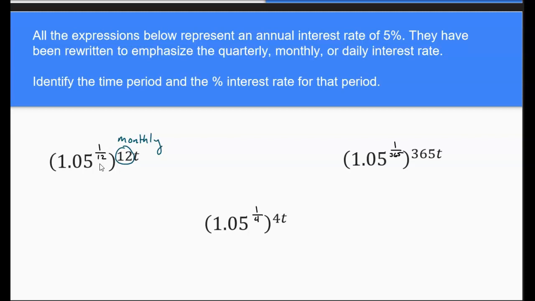And now I just put the value inside the parentheses in my calculator. 1.05 to the 1 divided by 12. I get 1.0041, if I round, to the 12t. This tells me that this is my growth factor monthly. To get the percentage out of that, I'm going to subtract 1. I get 0.0041. Move the decimal place twice, and I get 0.41% monthly.